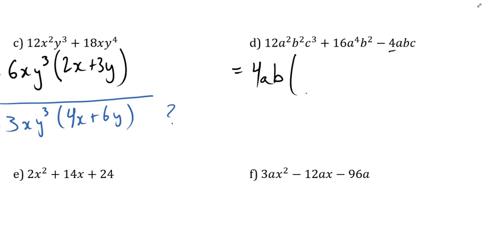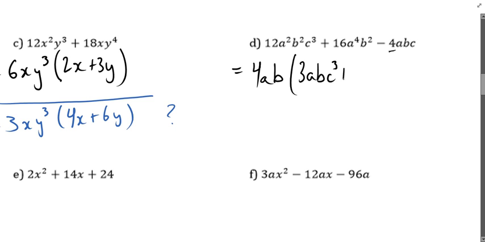Be careful of that. 12 divided by 4, 3. A squared divided by A, A. B squared divided by B, B. And then C cubed, that part doesn't change because there's no C. Yes, Liam? Plus 16 divided by 4, 4. A to the 4th divided by A cubed, A. B squared divided by B, B. 4 divided by 4, 1, so minus 1. The A's are gone, the B's are gone, C, so get rid of that 1, so just minus C.